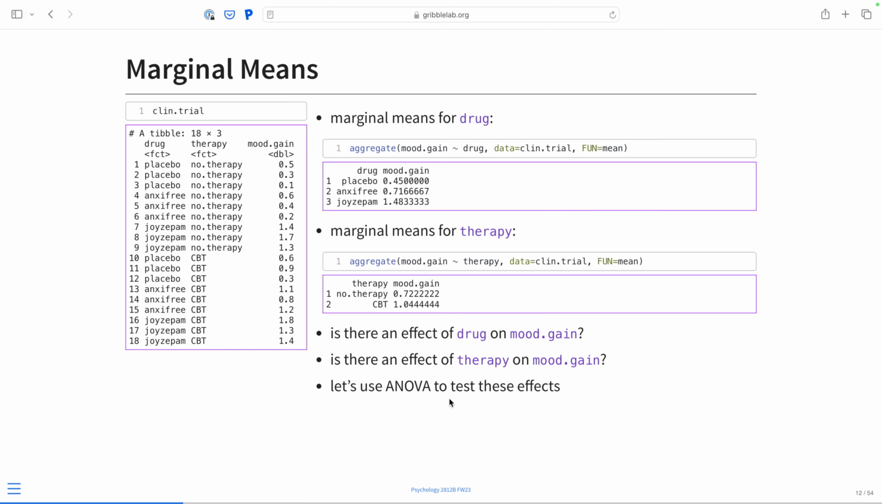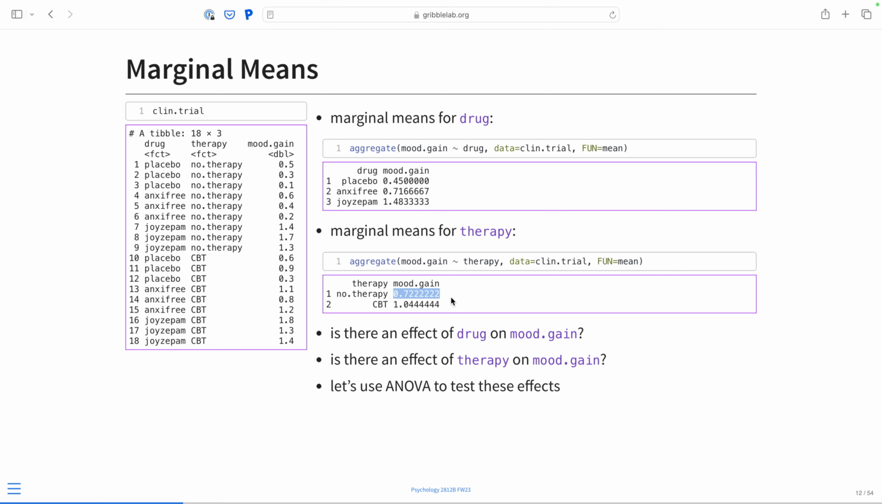So now that we have marginal means, we can ask the question, is there an effect of drug on mood gain? So if we look at the three marginal means of drug, that sure looks that way. Placebo is the lowest, anxiety-free is higher, and joyzepam is even higher. Is there an effect of therapy on mood gain?